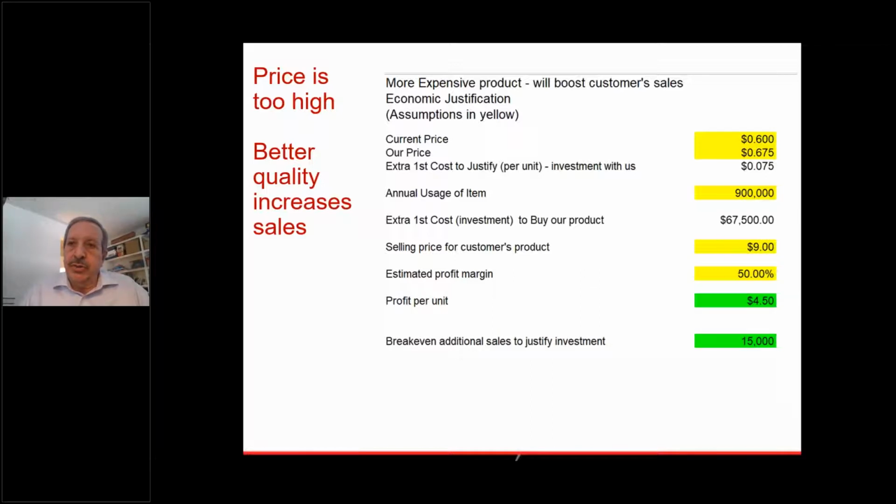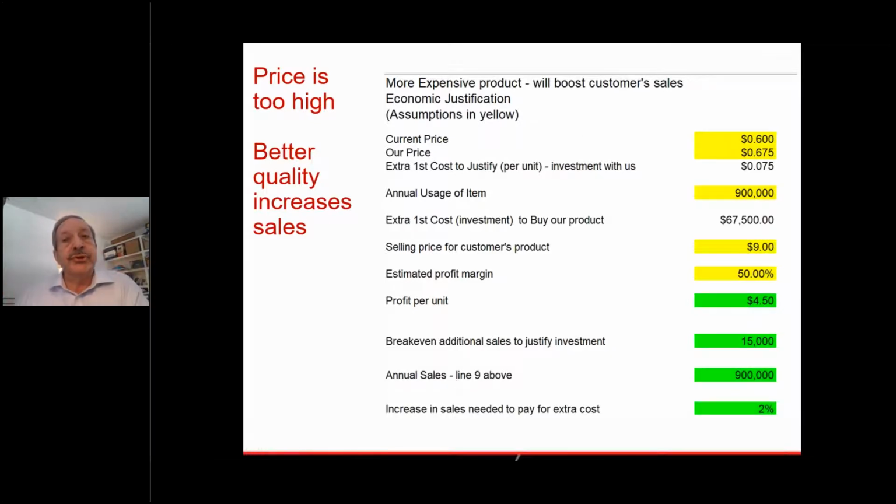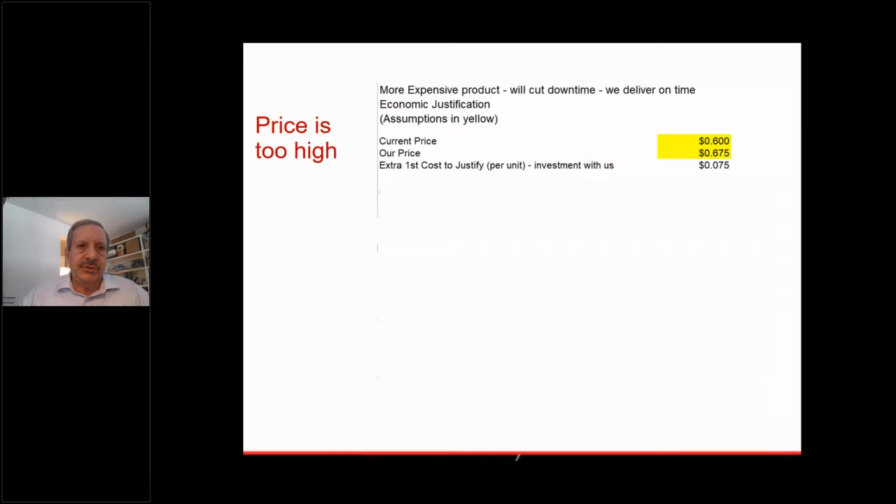They have a 50% margin. So the profit per unit is $4.50. The break-even sales to justify the investment is 15,000 more units. They have to sell another 15,000 units, or 2% more product. That'll justify paying us a higher price. In other words, better product, close more customers, it pays for the higher price.